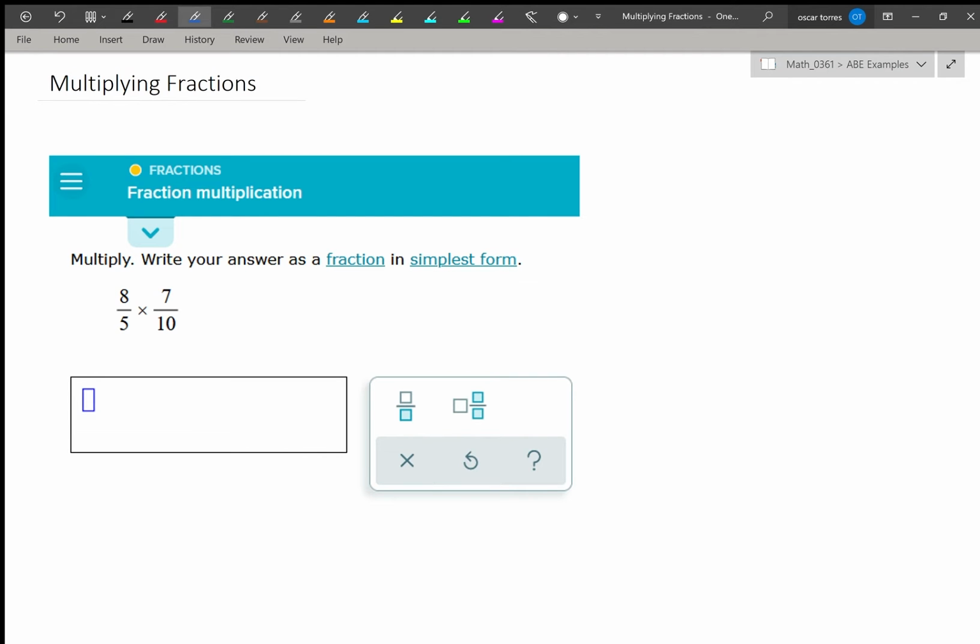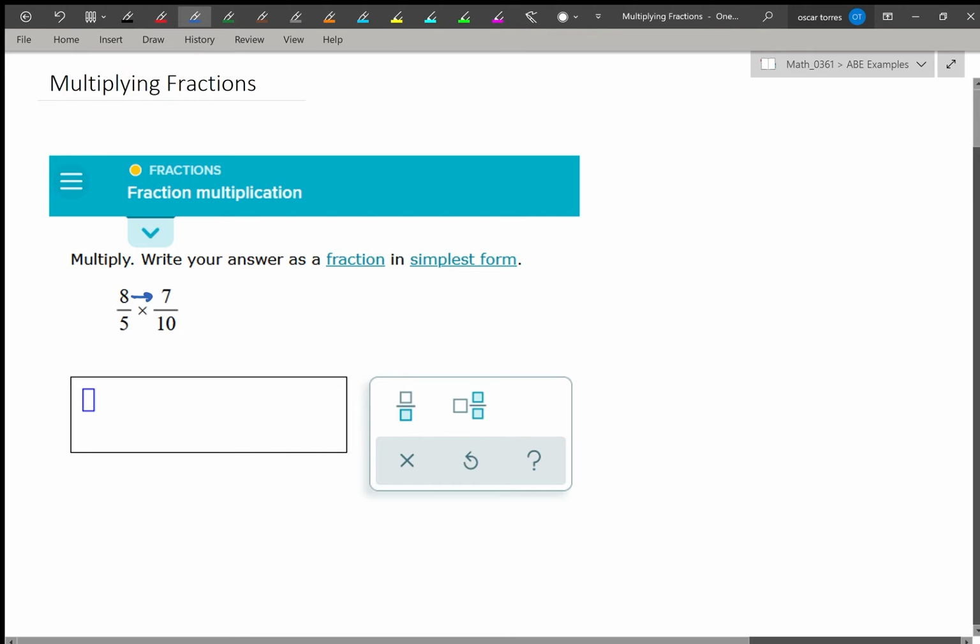There are two ways to multiply fractions. The first way is fairly straightforward, where we literally multiply the two numbers in the numerator and the two numbers in the denominators together. So if we were to do it that way, 8 times 7 would give us 56, and 5 times 10 would give us 50. The problem with doing it this way is that we often have to simplify this final result.